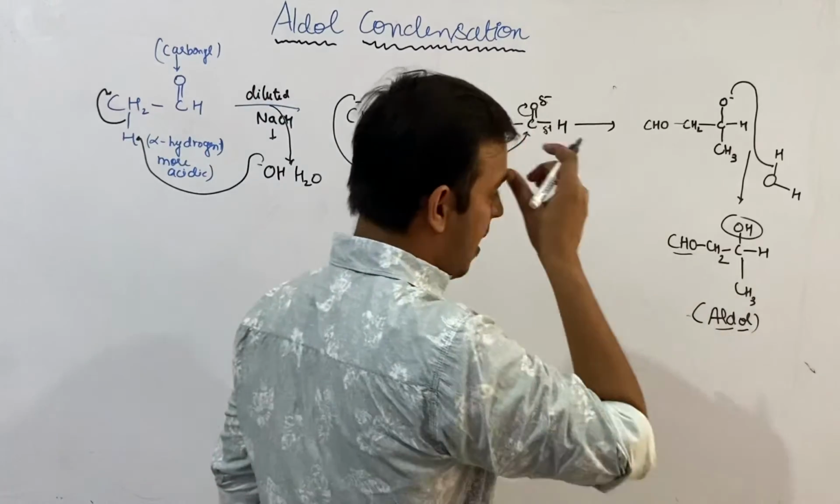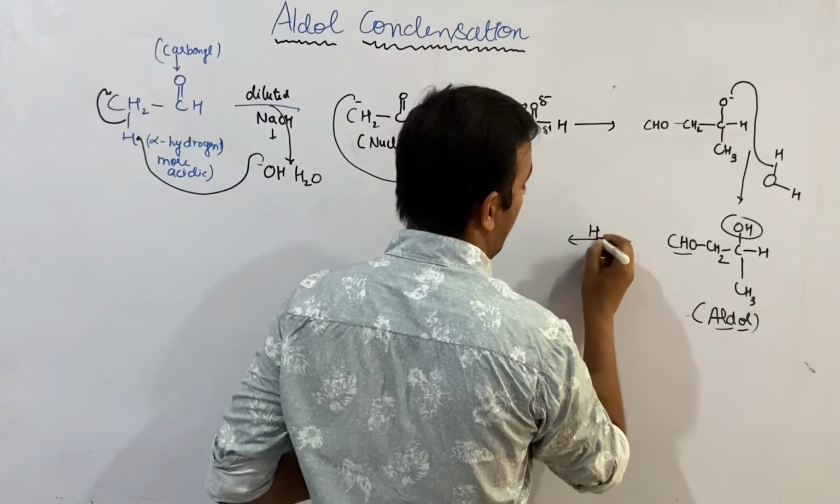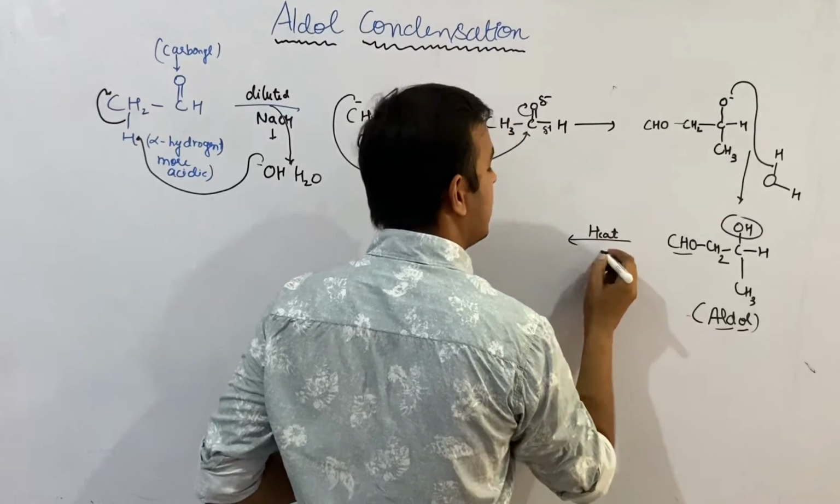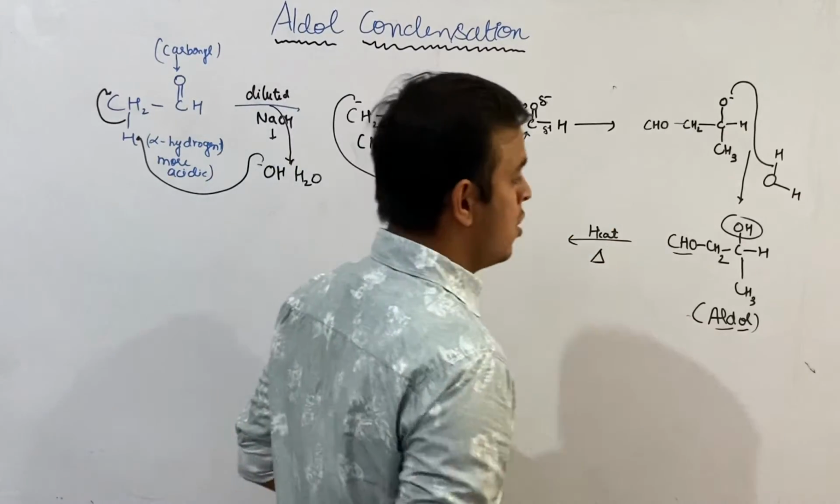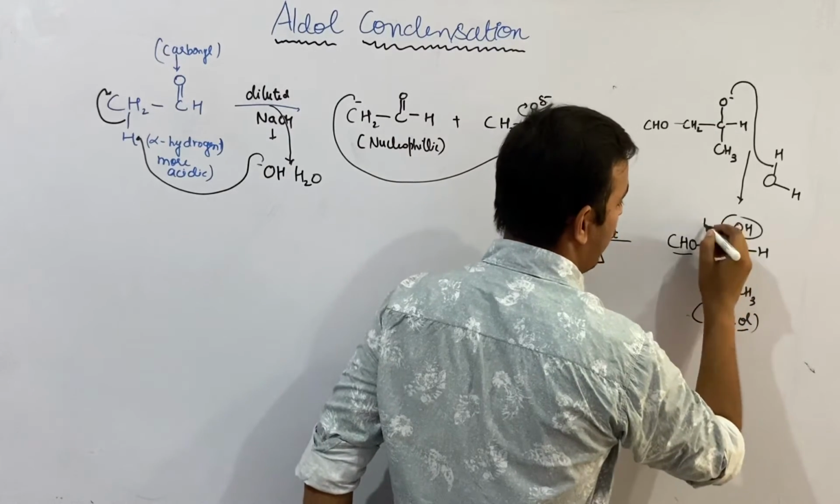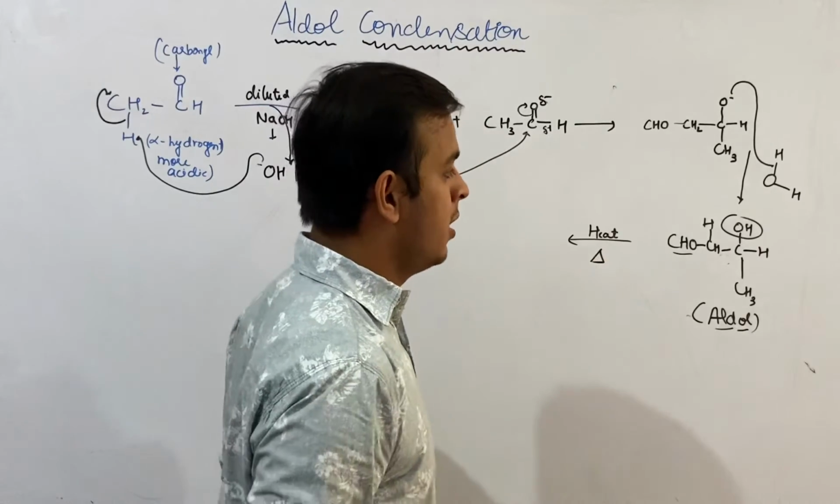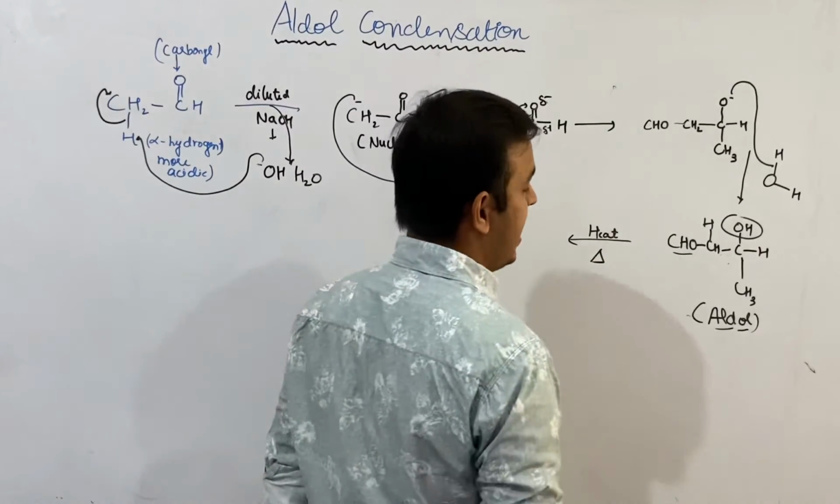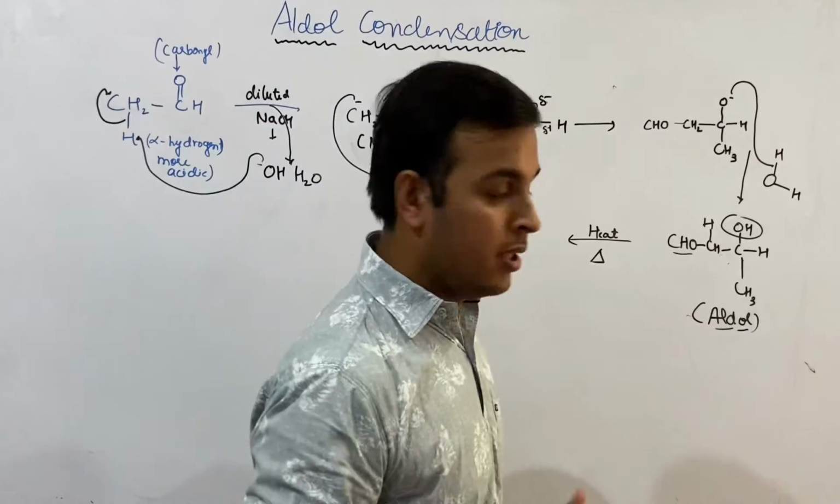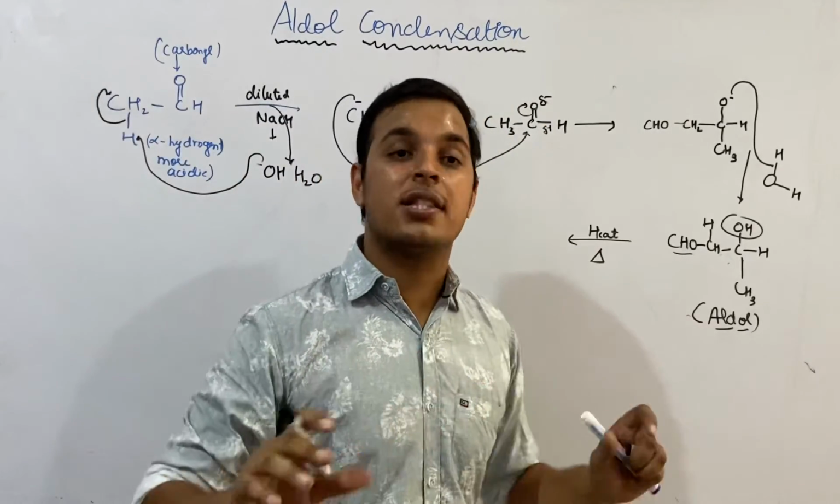Okay, in the next step, what happens when we provide the heat? When we provide the heat, what will happen? So here it has two hydrogens. I am writing it in this way. So after providing heat, there is a loss of water. That is known as condensation. The loss of water from the molecule is known as condensation.